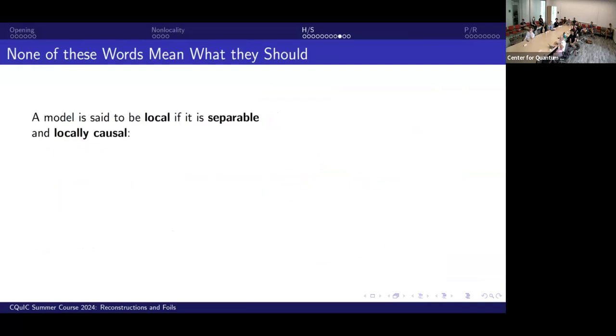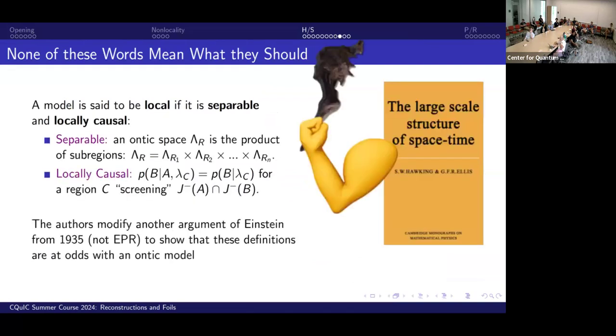Now, we were talking about locality earlier, and I might as well just throw everything on the slide at once, since I need to be going faster. For the purposes of this paper, they say that a model is local if it is separable and locally causal. Separable here means that if you take a system R and split it up into some subsystems, the ontic space can be described as a Cartesian product of those subsystems. Locally causal is a more complex definition, which I don't have the time to get into.